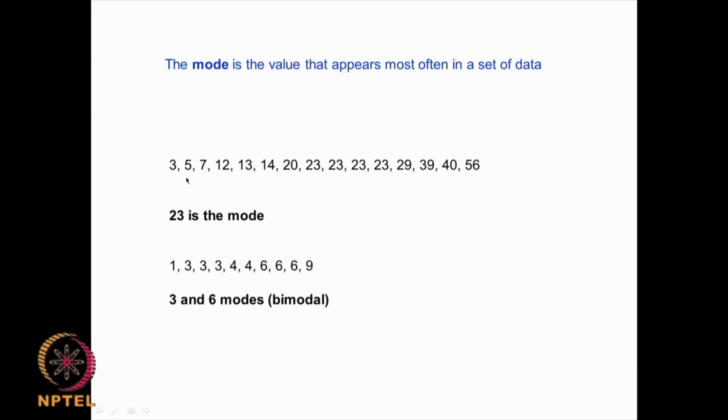So, we have 3 terms: the mean, median, mode. Mean is the average, median is the central point, mode is the value that appears most often in a set of data. We will be using these in our statistical calculations as we go along.